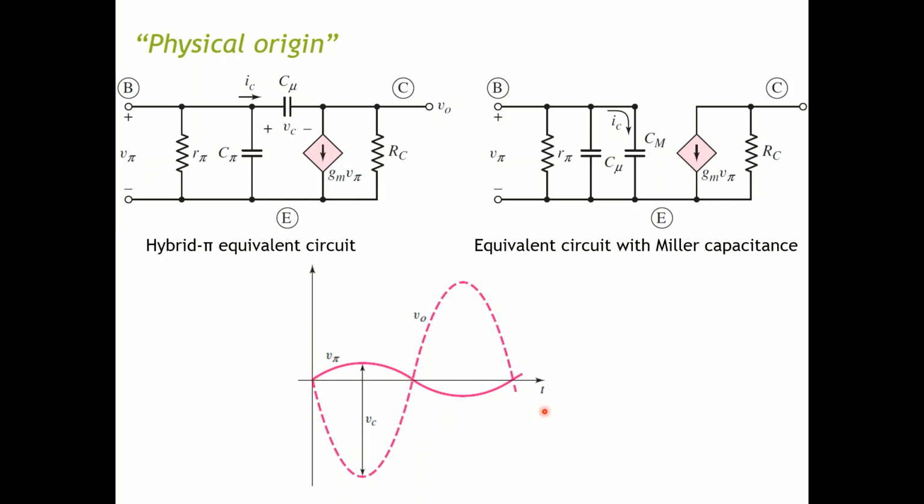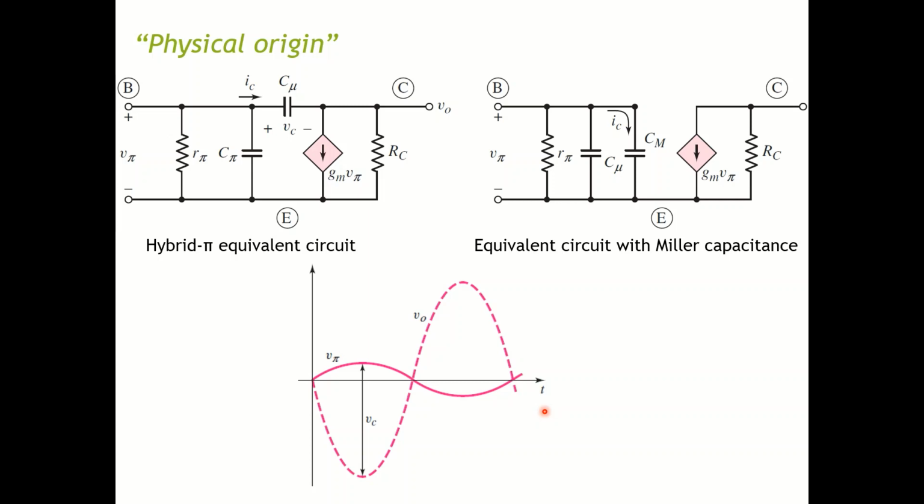Therefore, due to the difference between the voltages, we can have the conclusion that Cm, which is the Miller capacitance, is a lot larger than C mu. And because of the 180-degree phase shift in the voltage gain, the voltage across C mu is quite large, leading to a relatively significant value of capacitor current, the current coming into C mu.